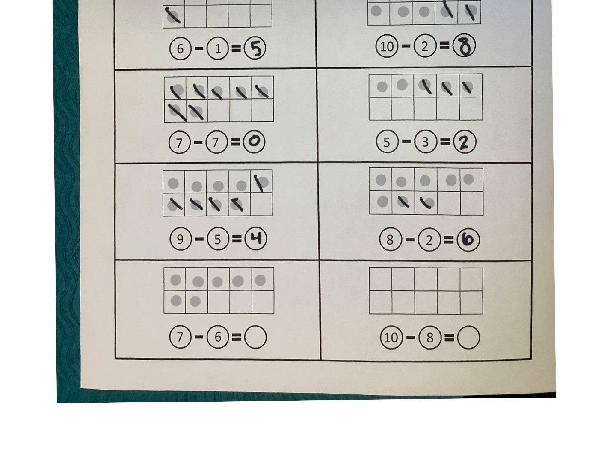7 minus 6 equals 1. And did you see the 10 friends on the last one? We have 10 minus 8 is 2. Good job with your 10 frames, learning how to subtract using 10 frames this week.